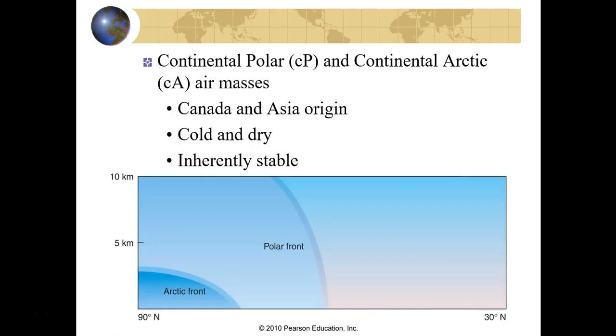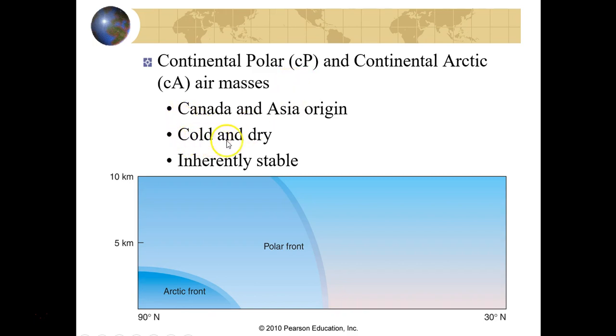Now we're talking about air masses and what happens when air masses move. Continental polar air is basically an invasion of cold, dry air from Canada. So cold, dry air from Canada, or even colder air off of the North Pole, which is continental Arctic air. When these air masses move in from the northern latitudes and begin to push south, this is what creates a cold front.